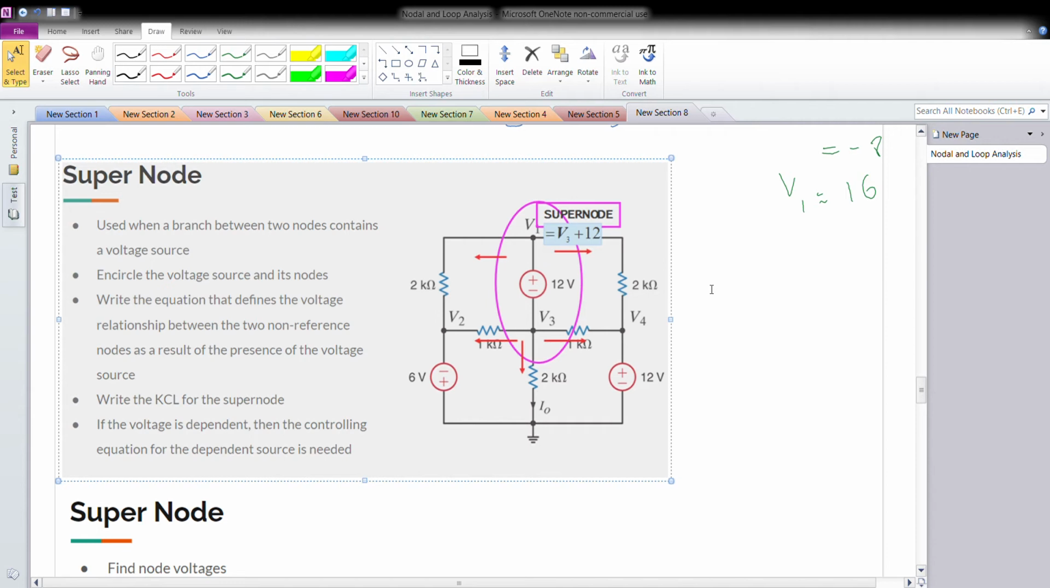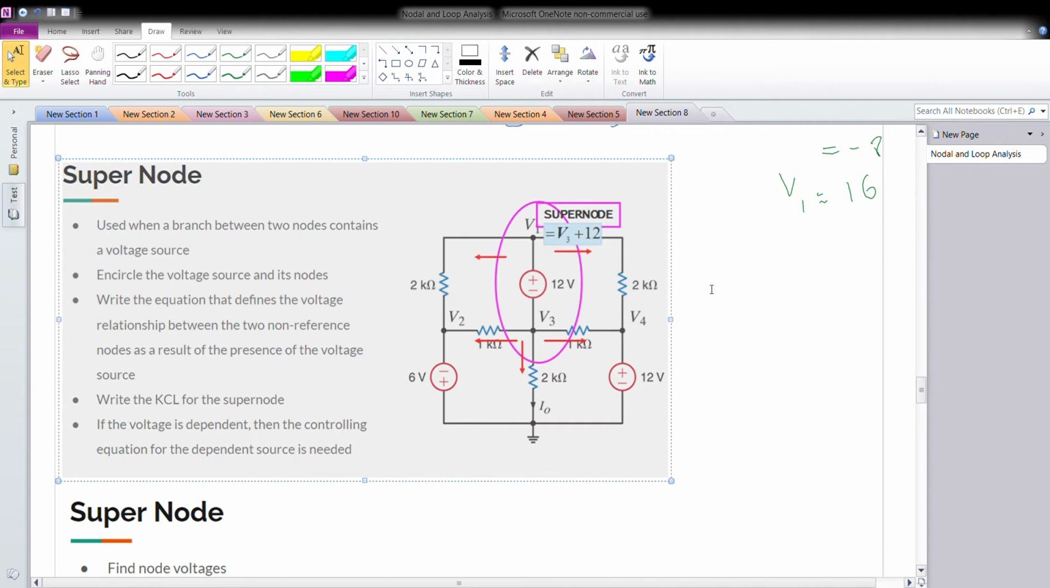But what if instead of having a current source on the branch, we have a voltage source on the branch? If we have a voltage source, we can't define the current that goes through it unless the question gives it to us. So in that case, if we have a voltage source between two nodes, we usually define it as a supernode. Now, there's two types of supernodes.